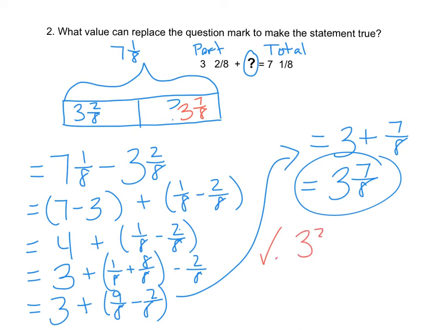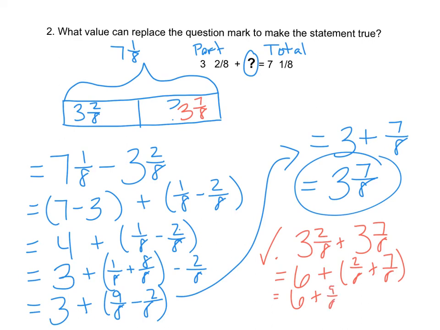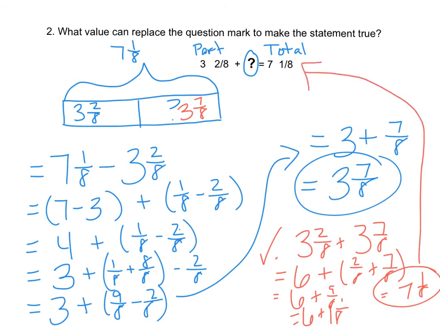3 2/8 plus 3 7/8. Well, 3 plus 3 is 6, plus 2/8 plus 7/8 equals 6 plus 2 plus 7 is 9/8, which is also equal to 6 plus 1 1/8, which is equal to 7 1/8, which is the same as my whole or my total. So that is how I can check for the unknown part.